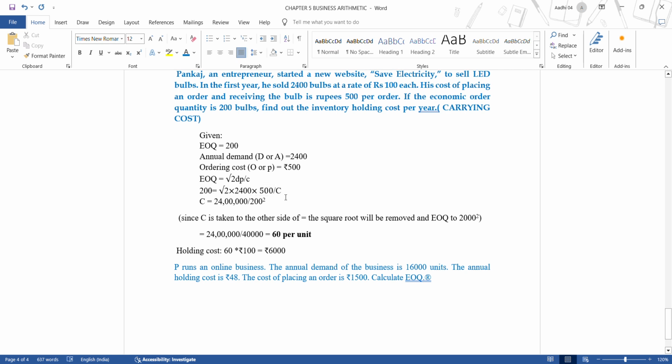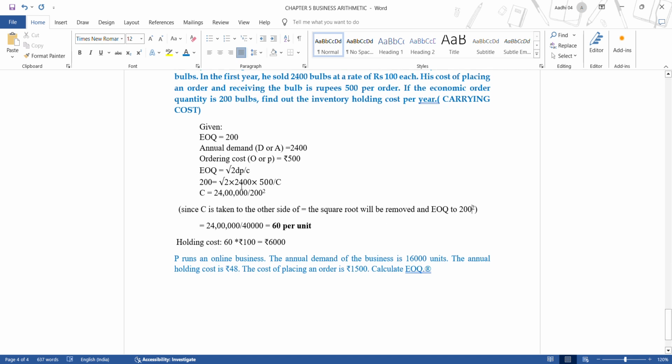Now when C is taken to the other side of equals, to remove the root, you can square the EOQ. So since C is taken to the other side of equals, the root will be removed and EOQ will be squared. So this is how we are going to calculate. Multiplying 2 into 2,400 into 500 divided by the square of 200, that is 40,000. So when you are dividing 24 lakh by 40,000, you will be getting 60 per unit.